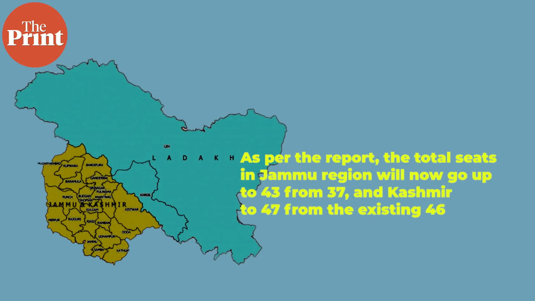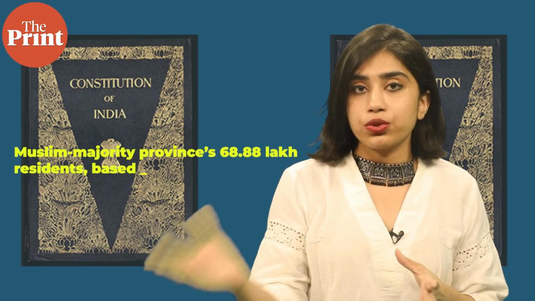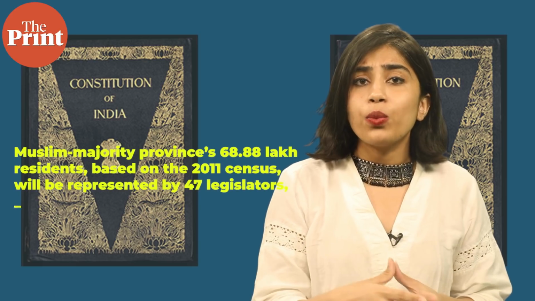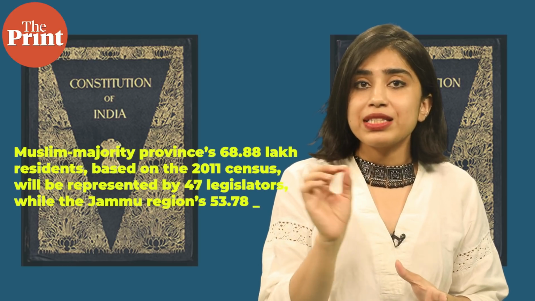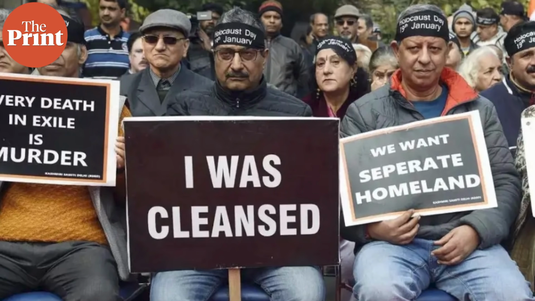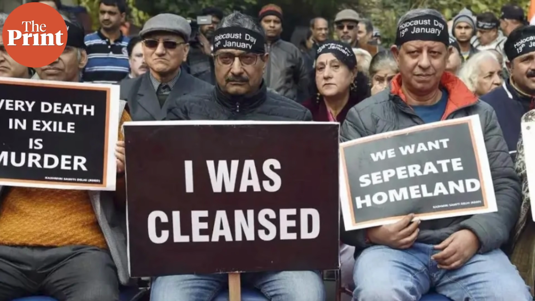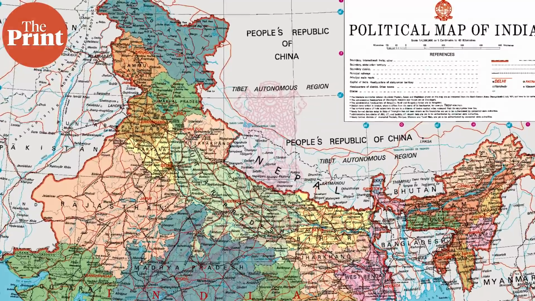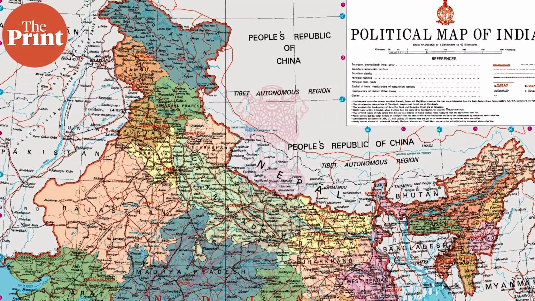What this means is that the Muslim majority province's 68.88 lakh residents, based on the 2011 census, will be represented by 47 legislators, while the Jammu region's 53.78 lakh people will have 43. In addition, the commission has also recommended to the centre to nominate at least 2 Kashmiri migrants, Kashmiri Pandits, to the legislature and to consider giving some representation to persons displaced from Pakistan-occupied Jammu and Kashmir.